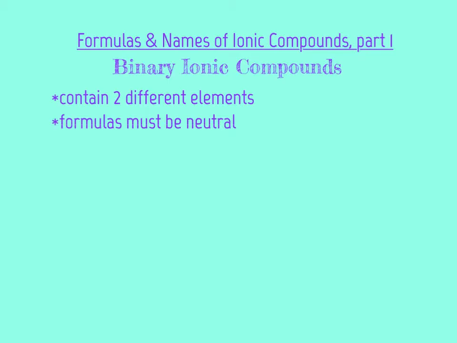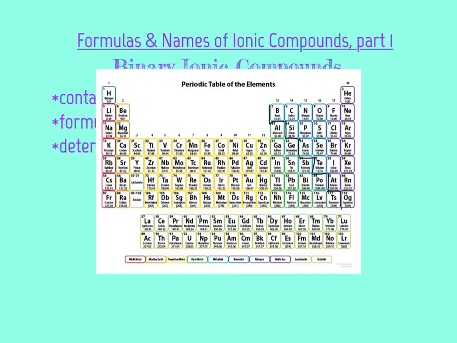Formulas for binary ionic compounds must be neutral. This means that the amount of positives has to be equal to the amount of negatives within the compound. And last, the formulas are determined from the charges of the various ions within the compound.